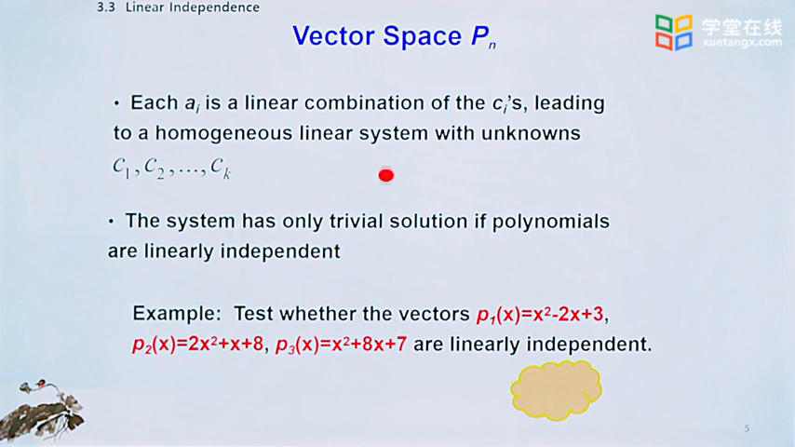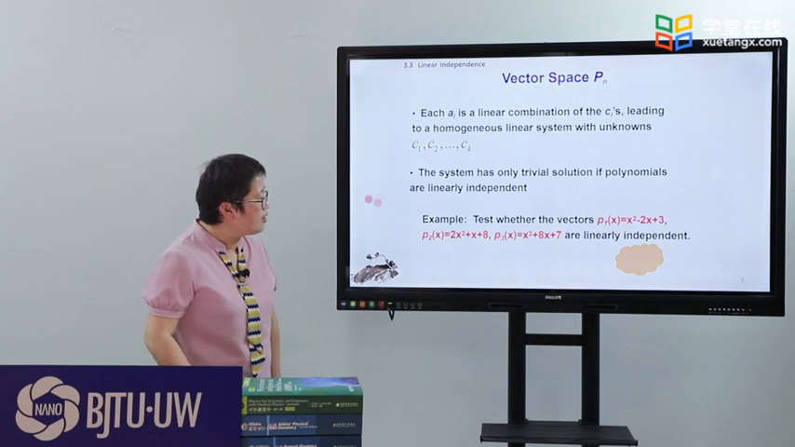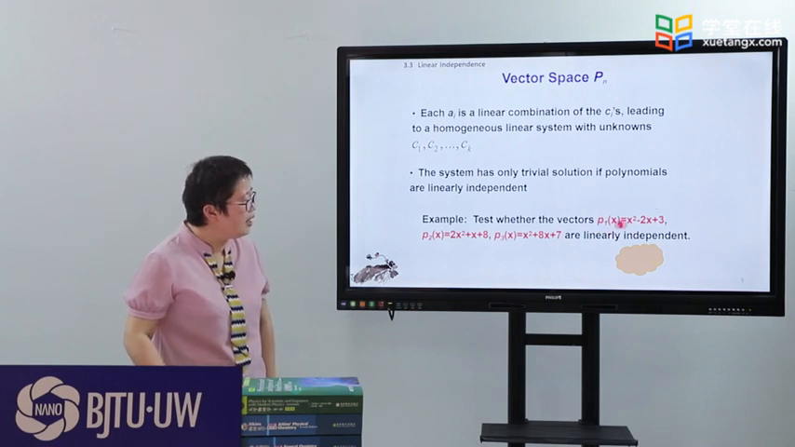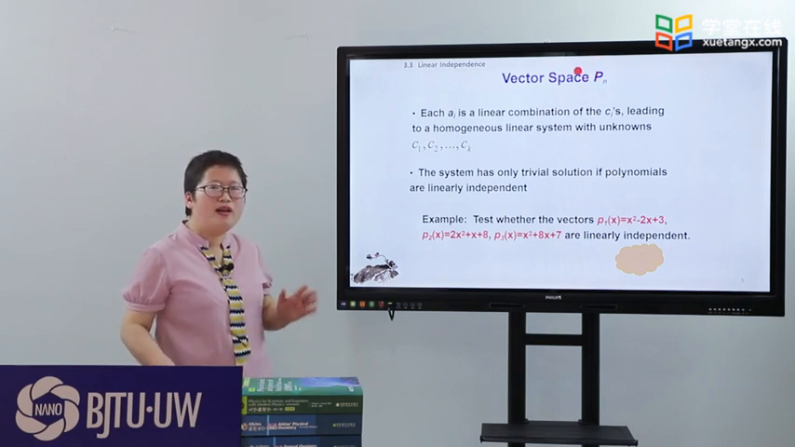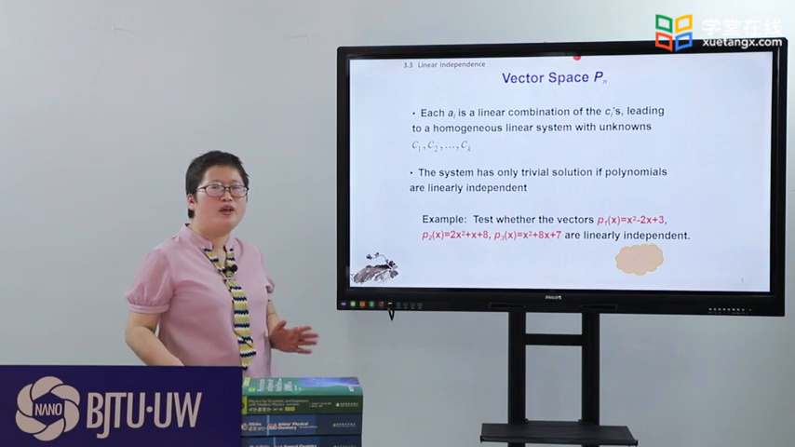So, example: we are asked to test whether the vectors P1(x) equals x^2 minus 2x plus 3, P2(x) equals 2x^2 plus x plus 8, and P3(x) equals x^2 plus 8x plus 7 are linearly independent or not. Just see its requirement is relating to linear independence or linear dependence. So immediately consider the equation equals 0.